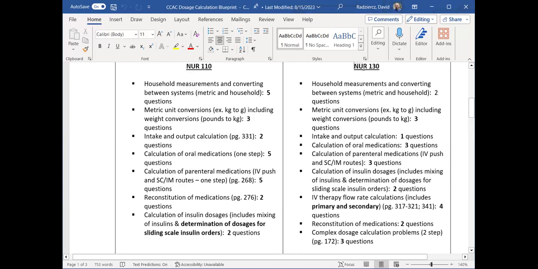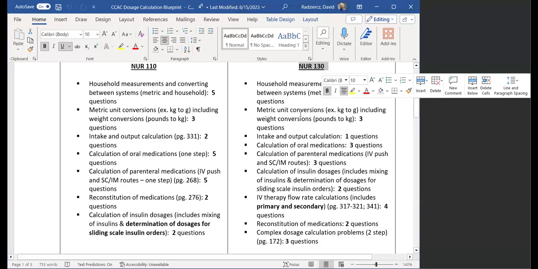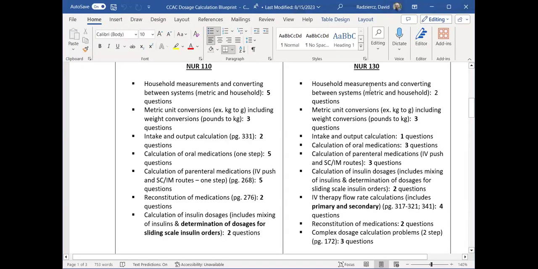So this is you guys with Nursing 130. You can see you're going to have a very similar test to what you had last semester for 110. The big difference is you're taking it next week. So this is your prep time. You're expected to already know how to do most of these things, but the questions are going to be very similar. The fact that you're in 130 tells me that you passed the 110 test.